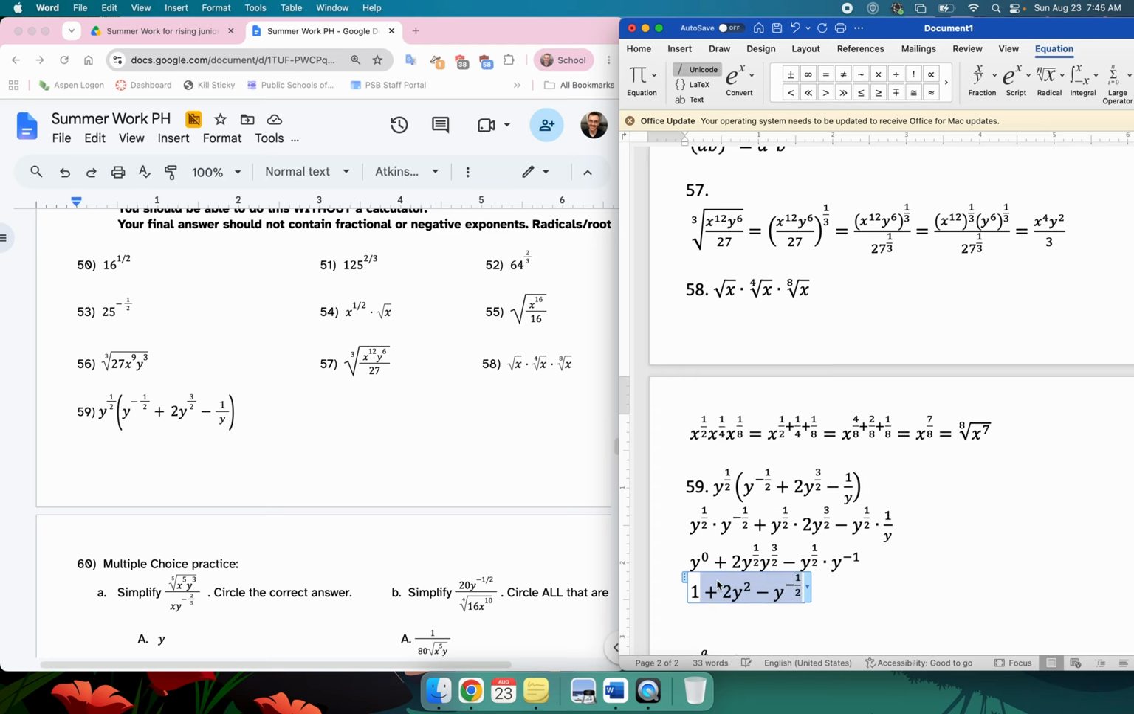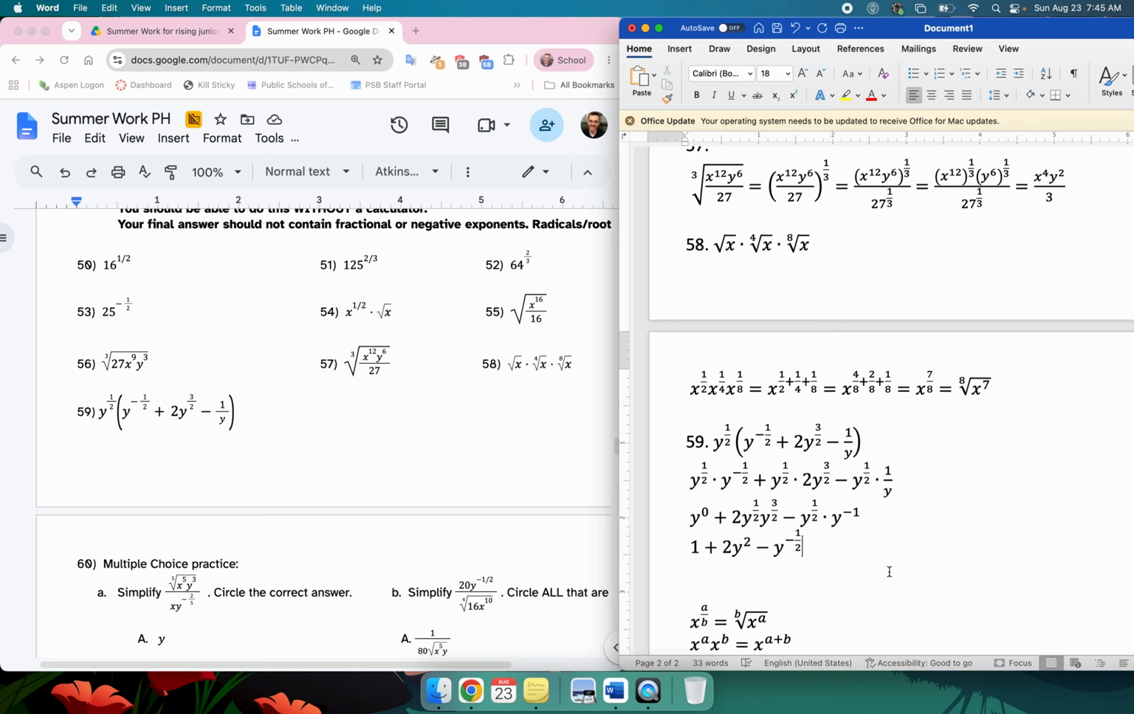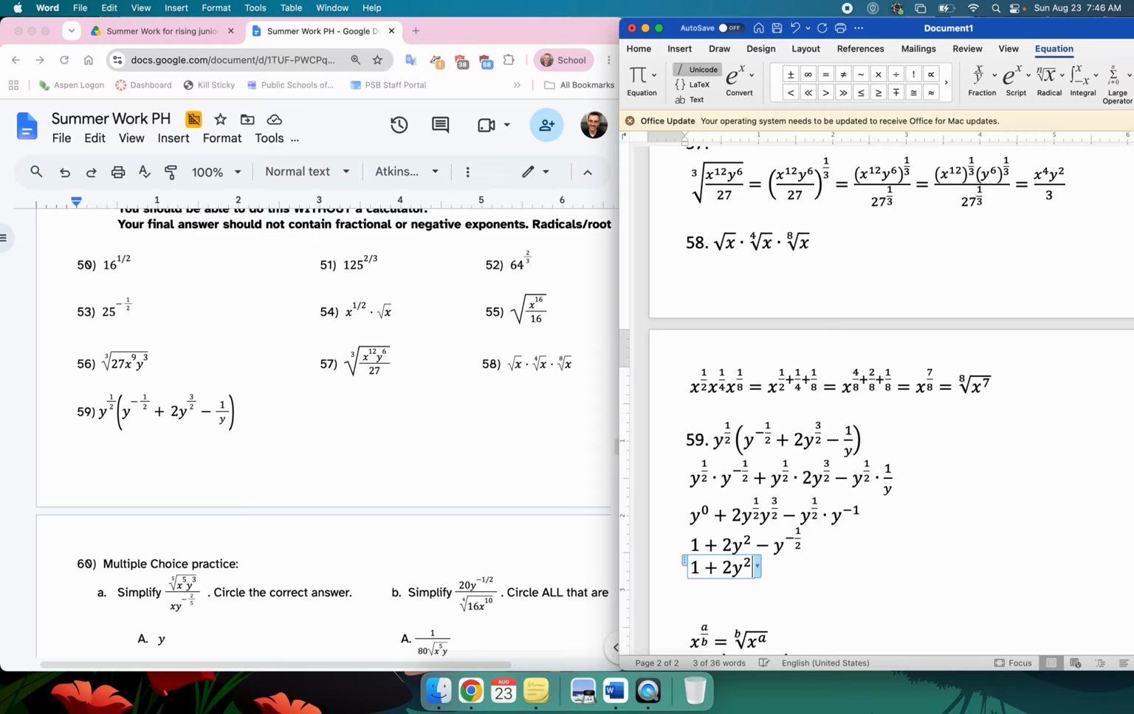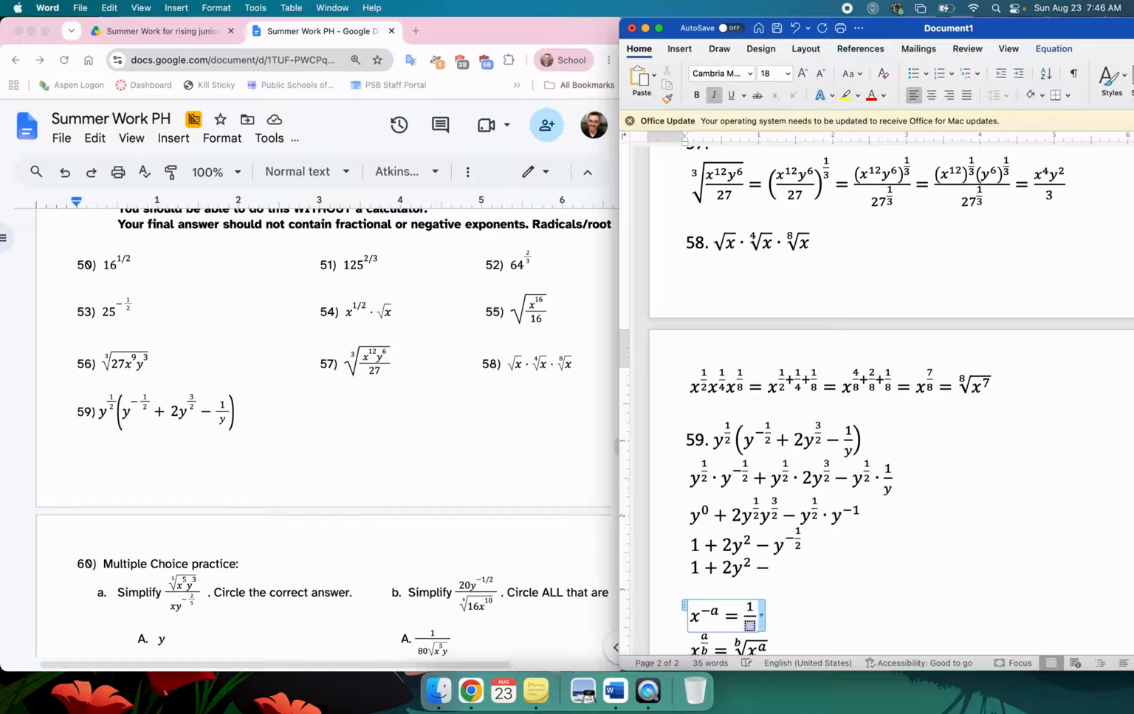And this is pretty good, but again, we do ask you to not leave any negative or fractional exponents in your answer. So I need to rewrite that last term. This last term is a little bit tricky because the exponent is both negative and fractional. I would start by dealing with the fact that it's negative. The negative exponent rule says that x to the negative a is 1 over x to the positive a. So I would apply that. y to the negative 1/2 is 1 over y to the positive 1/2.